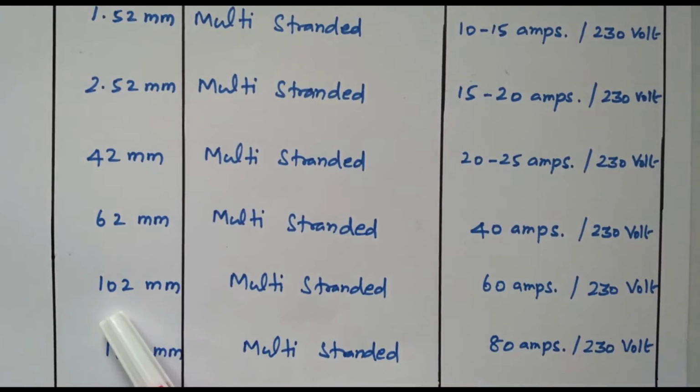10 square millimeter is also multi-stranded. It will carry up to 60 amperes, the maximum current capacity is 60 amperes. Then 16 square millimeter. The size is 16 square millimeter. It is also multi-stranded. Then able to carry a maximum of 80 amperes, right. So as the size increases, the current also increases.